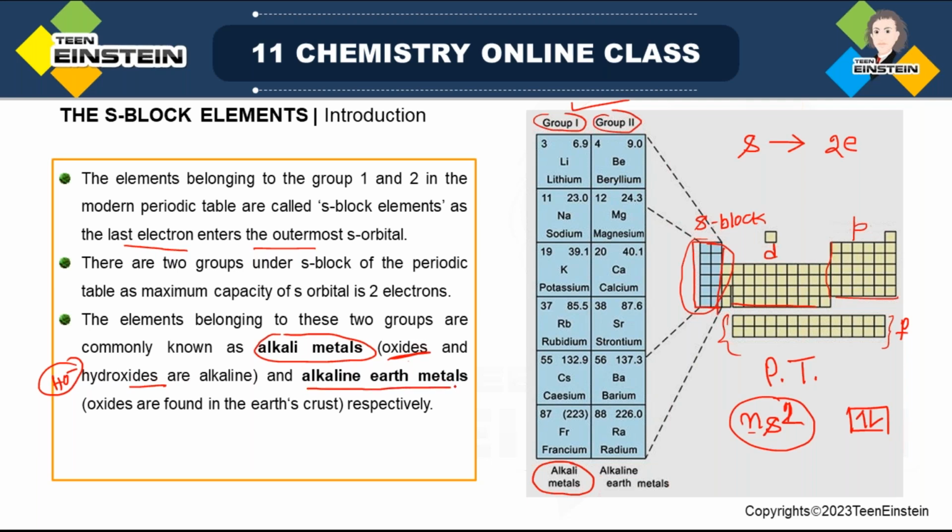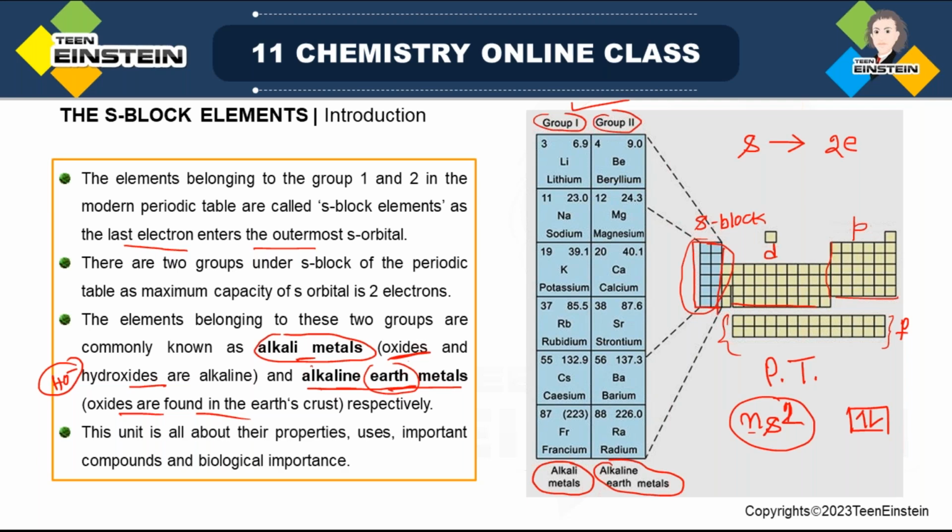And group 2, we call them alkaline earth metals. In the previous name it is alkali metals, and here the name is alkaline earth metals. That means their oxides and hydroxides also have some alkaline nature, just like group 1. But another reason why the term earth is mentioned here is that their oxides are obtained in the earth's crust. So that is the reason we call group 2 elements alkaline earth metals. Fine.